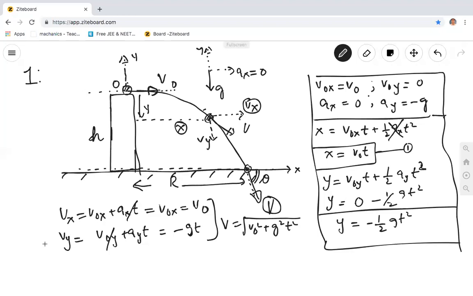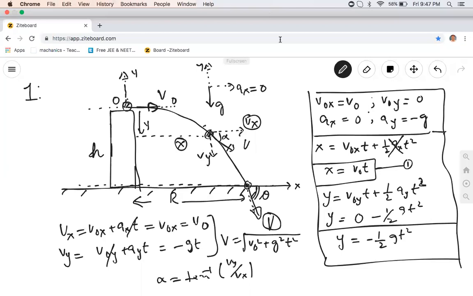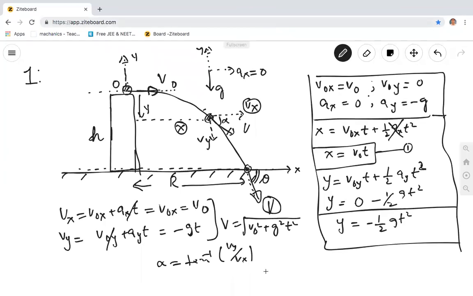This square plus this square. What is this angle alpha? Tan inverse Vy by Vx. That is Vy by Vx. And you can substitute and get the answer. Okay?